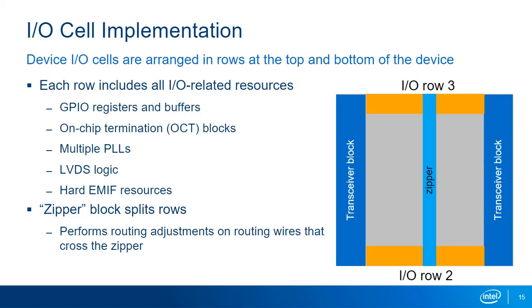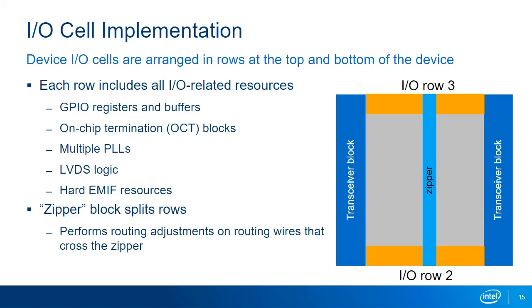The first key difference in the architecture is how the I/O cells are implemented. In previous device families, I/O cells were arranged around the periphery of the device or in I/O columns. Devices that include high-speed transceivers had those transceivers placed on the left and right side of the device, and the rest of the I/O placed on the top and bottom edges. In Intel Agilex devices, the I/O cells are arranged in I/O rows at the top and bottom of the device.